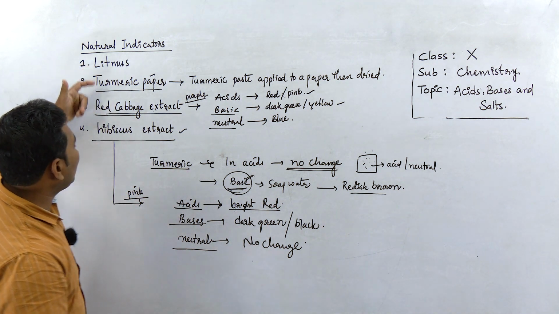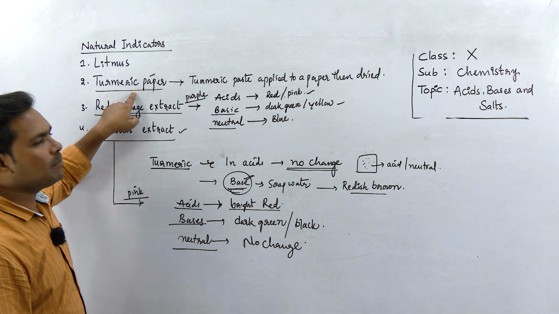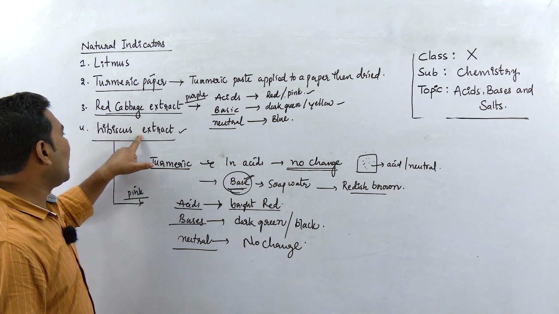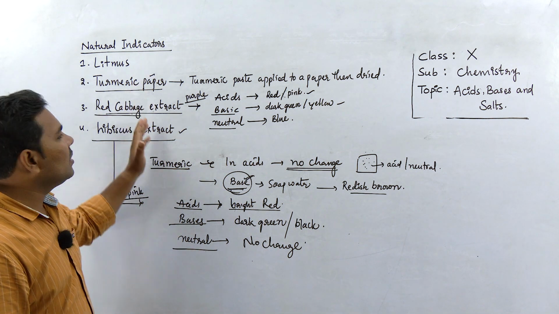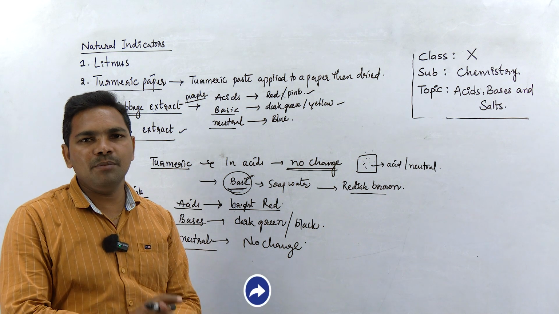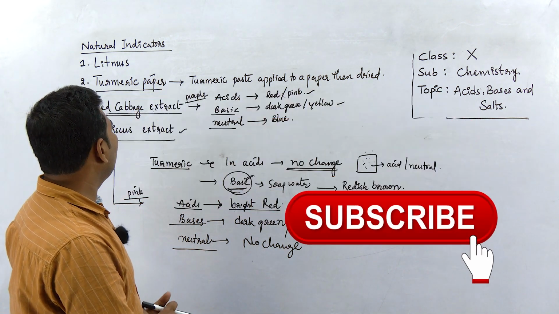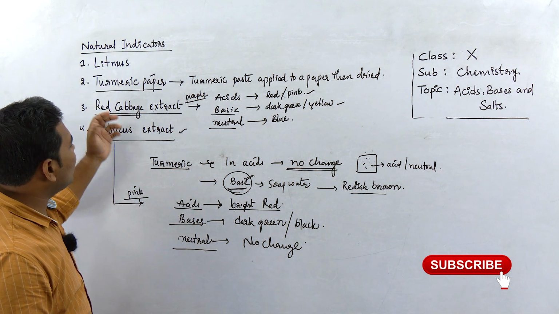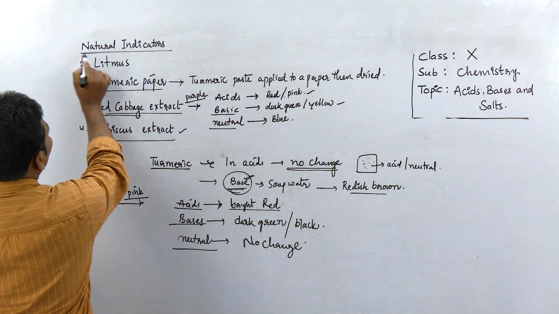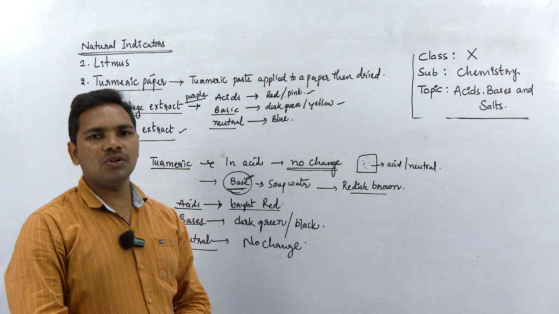So these are the natural indicators. You see, litmus is obtained from a plant species. Turmeric paper is obtained from turmeric, it is also a plant product. Red cabbage is a vegetable. Hibiscus is a flower. These are all natural substances acting as acid-base indicators to identify the nature of the solution given. Because these are natural substances acting like indicators, they are all called natural indicators. They are helpers in identifying the nature of the solution.